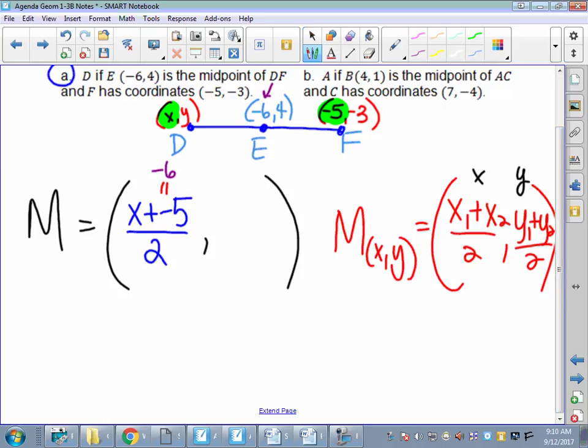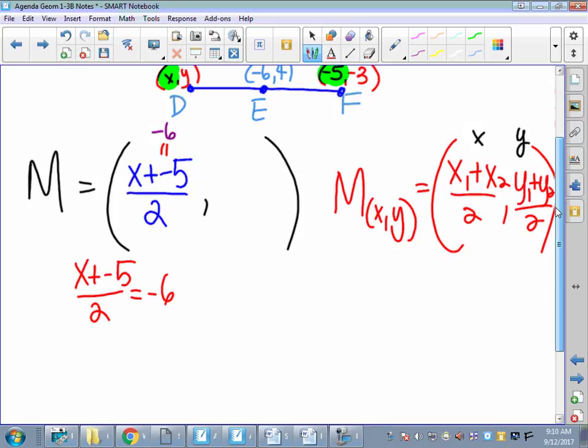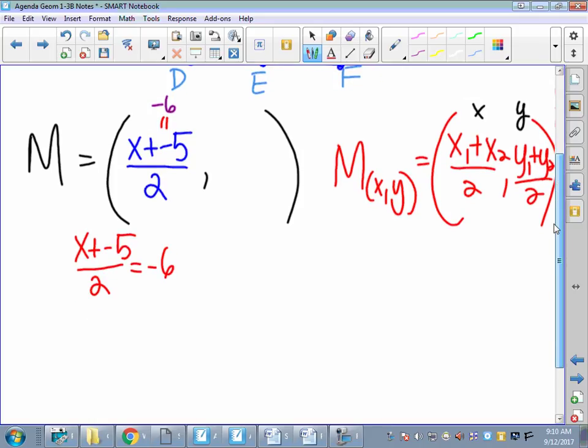That is equal to that. That's a sideways equal sign. So I would set up x plus -5 over 2 equals -6, and then we can solve this. I use my two endpoints, add them together, and divide by 2. But now I know what the answer has to be.